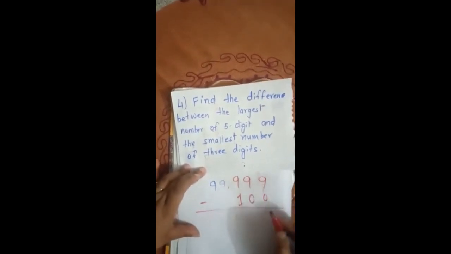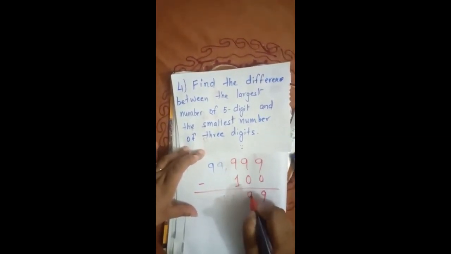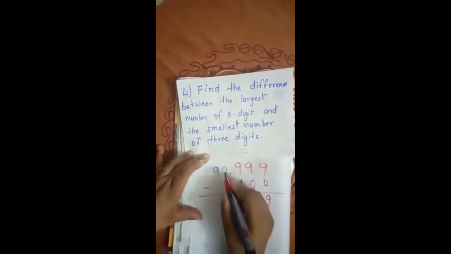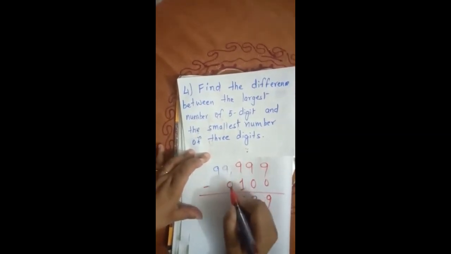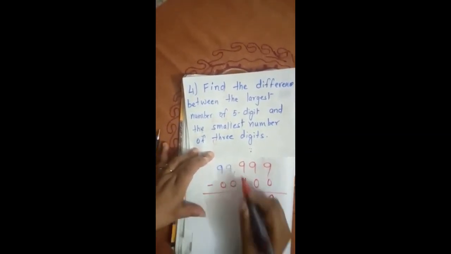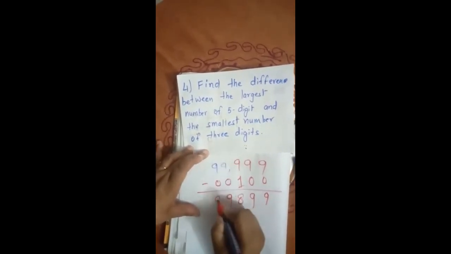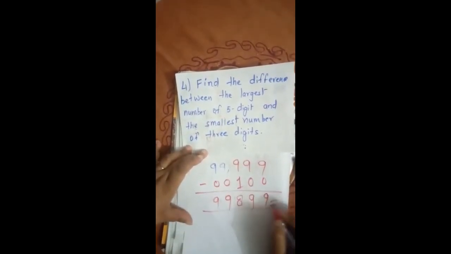Let's subtract: 9 minus 0 is 9, 9 minus 0 is 9, 9 minus 1 is 8. Now here the places are empty. Below 9 it is 0, below 9 I will write 0. So 9 minus 0 is 9, 9 minus 0 is 9. So this is the result.